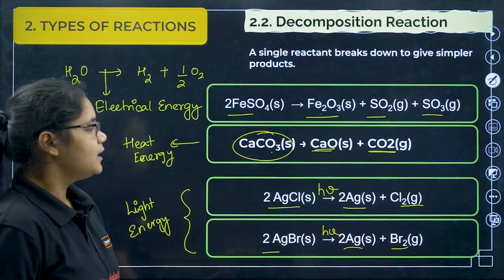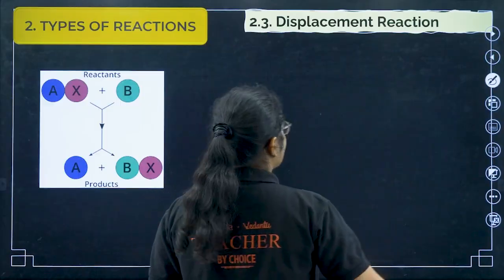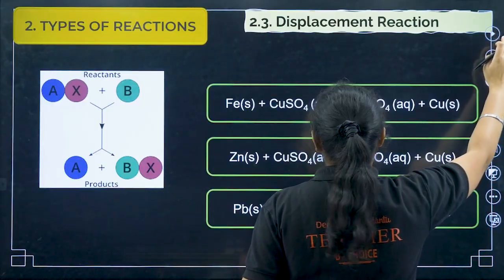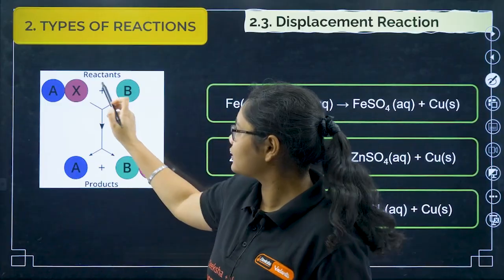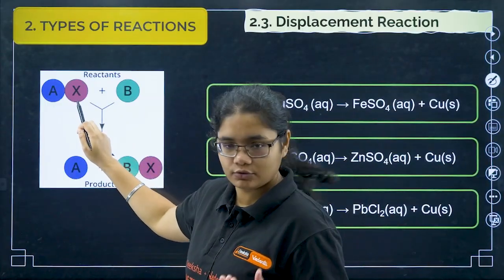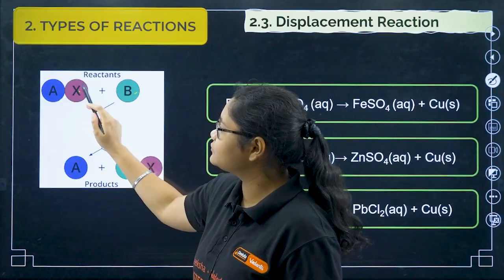Okay, clear? So different source of energy, but the process or the net information is the same. Now coming to displacement reaction. What is a displacement reaction? You have a compound with two elements, and another compound B is there. Now B replaces one of these.